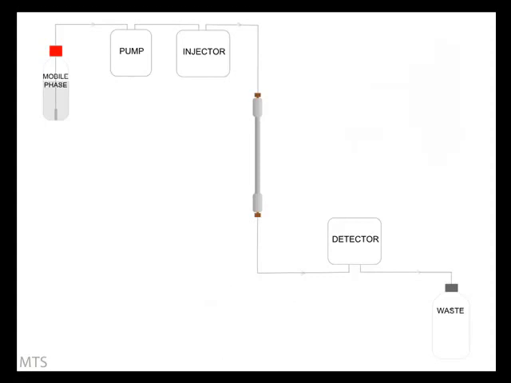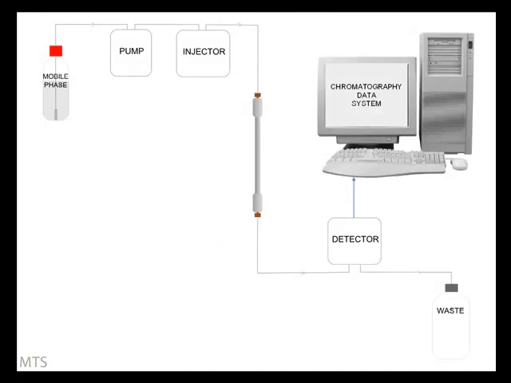Some kind of processor is required to convert the responses from the detector into usable data. Purpose-designed software applications called chromatography data systems are available. Common examples are mPower, Clarity, Chromalion, and EasyChrome.